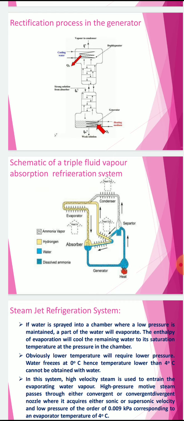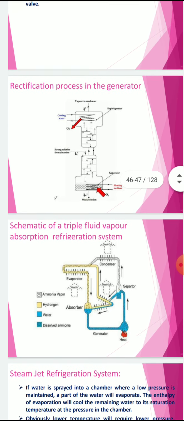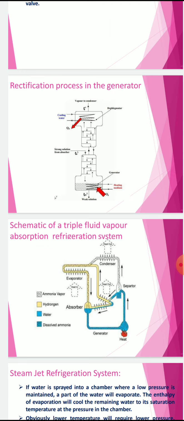Now that was a 2 fluid system; this is a 3 fluid system. In the 3 fluid system we have ammonia, hydrogen, water, and dissolved ammonia. This is a very important 3 fluid system. In this we have the functions like generator, separator, condenser, evaporator, and absorber. Ammonia vapor is there, hydrogen, water and dissolved ammonia.